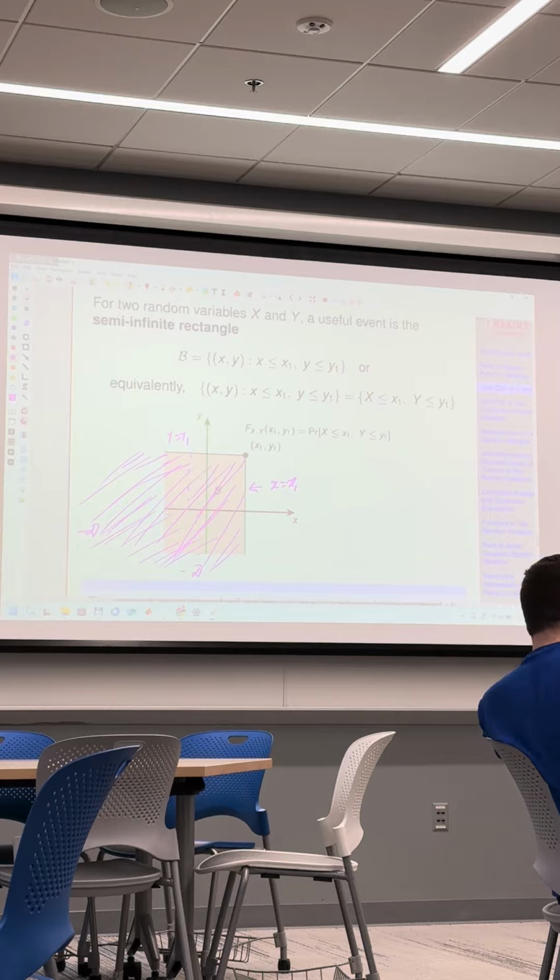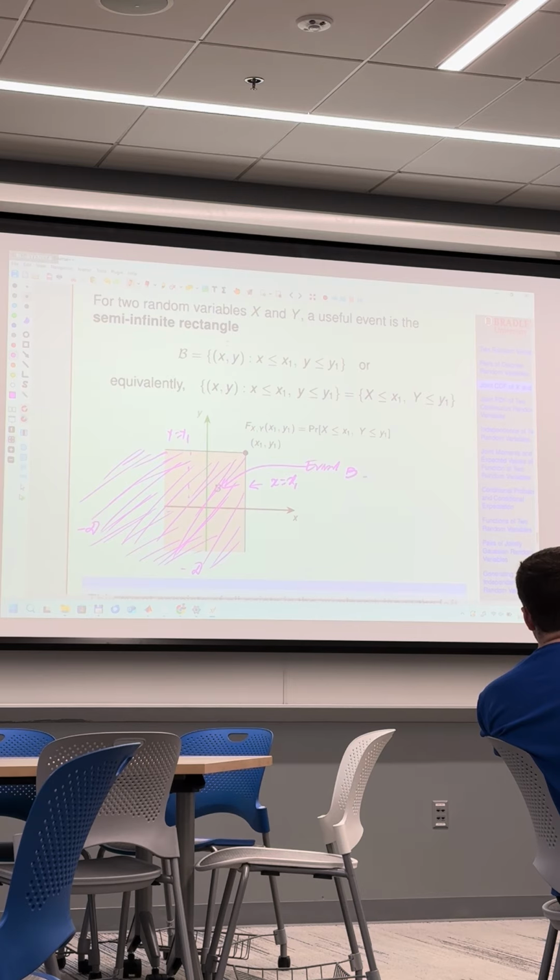So this entire region, we call it event B. Mathematically, this event is a semi-infinite rectangle. So B takes values at all the points, see how I read it, B takes values at all the points, all the coordinates.